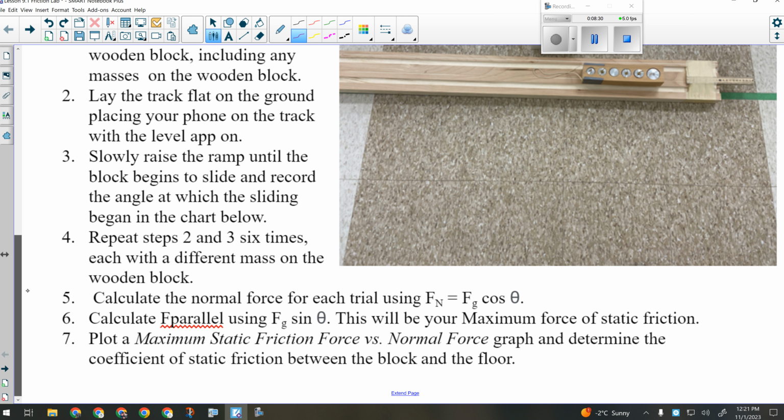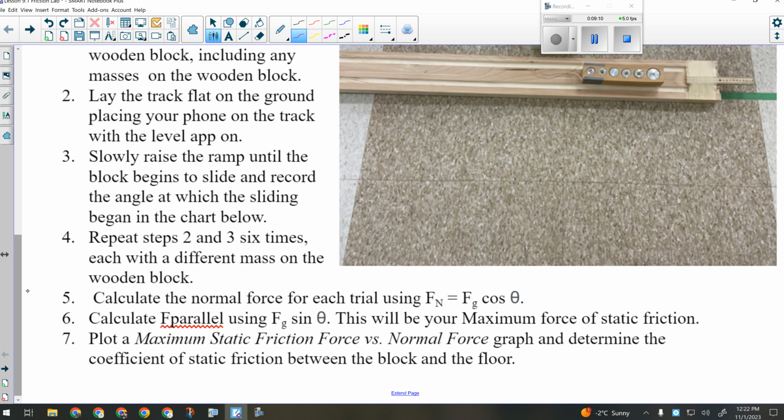Calculate the normal force for each trial using Fn equals Fg times the cos of theta, right? So you can always calculate Fg, mass times gravity, 9.81. So 0.178 plus whatever you put in there. And then calculate F parallel using Fg times the sine of theta. That's how we always calculate it. This will be your maximum force of static friction. So whenever you calculate F parallel, that is your force of friction for that trial, because we're saying this is where they are equal and where they are at their maximum. Everyone all right with that?